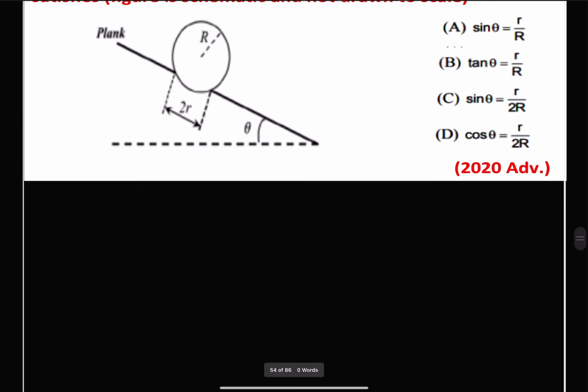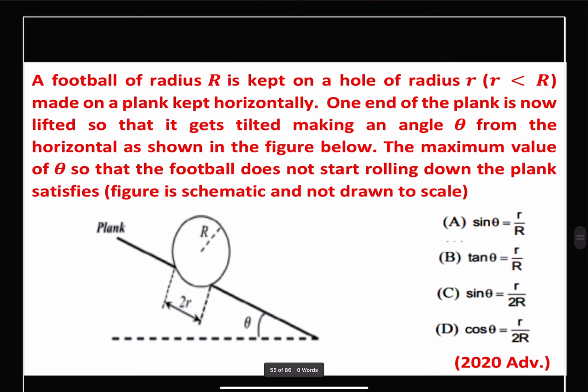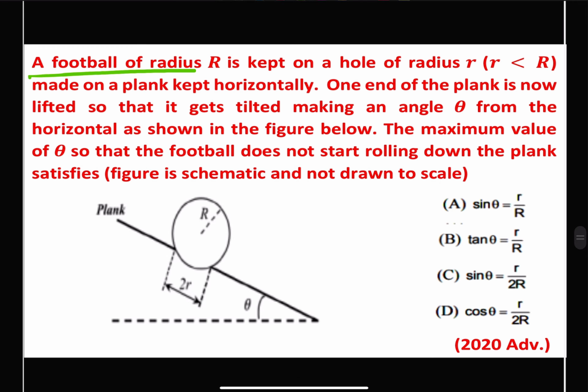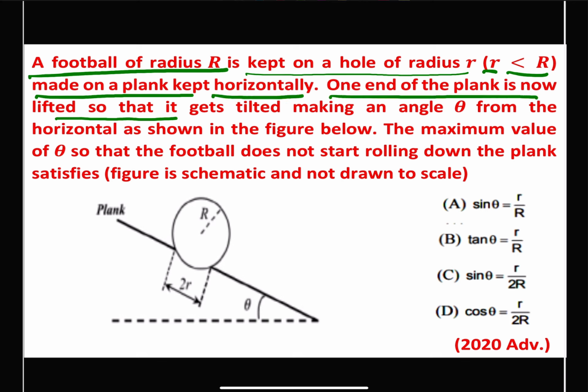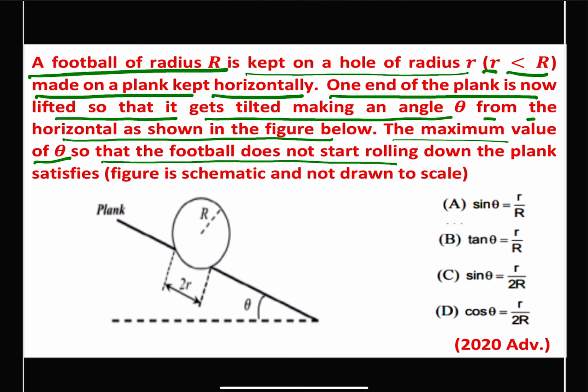So the question states: a football of radius R is kept on a hole of radius small r, where small r is less than capital R, made in a plank kept horizontally. One end of the plank is now lifted so that it gets tilted, making an angle theta from the horizontal as shown in the figure. The maximum value of theta so that the football does not start rolling down the plank is... The figure is schematic and not drawn to scale.